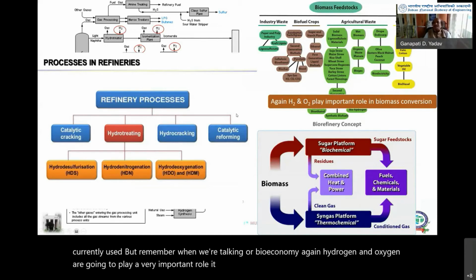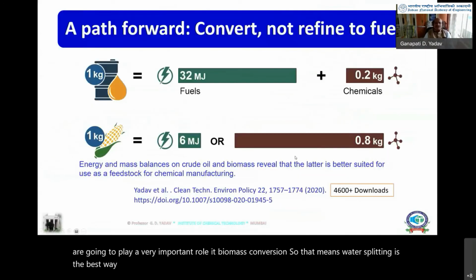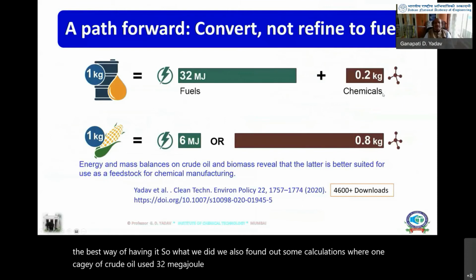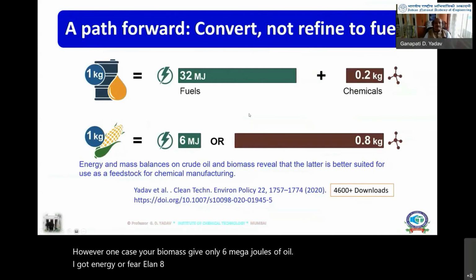So that means water splitting is the best way of having it. What we did, we also found out some calculations where 1 kg of crude oil gives 32 megajoules of fuel plus 0.2 kg of chemicals. However, 1 kg of biomass gives only 6 megajoules of oil energy or fuel and 0.8 kg of chemicals.